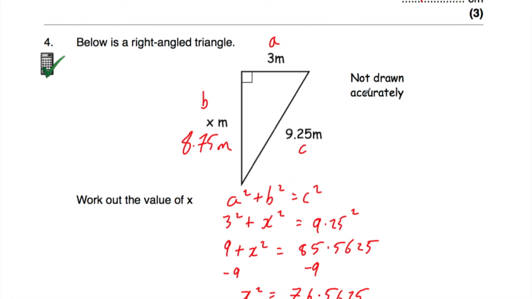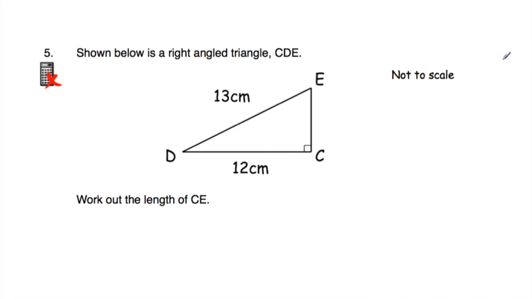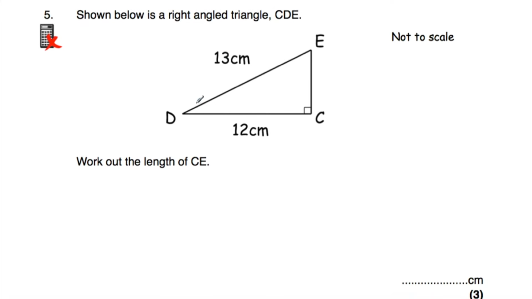Okay, let's have a look at our next question, question number 5. We've got a right angle triangle. It's a non-calculator question, so I'm just putting down my calculator. And it says, shown below is a right angle triangle, CDE. And it's right angled. We can see the right angle symbol there. And we've been asked to work out the length of CE, the length of this side.